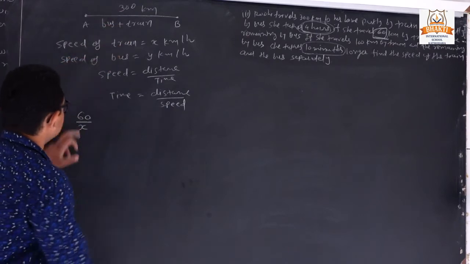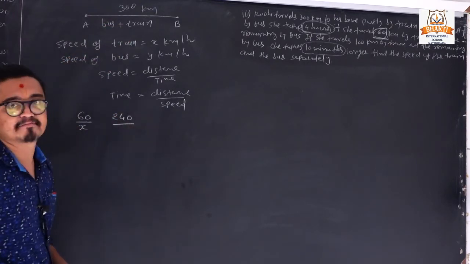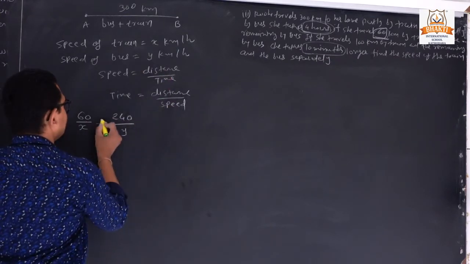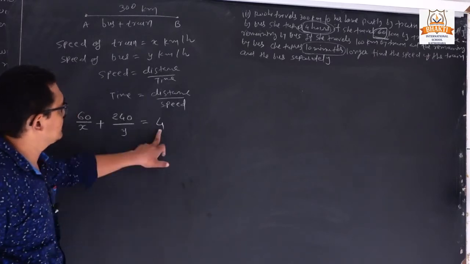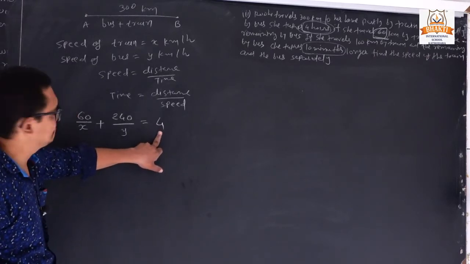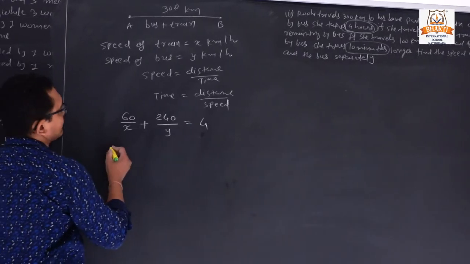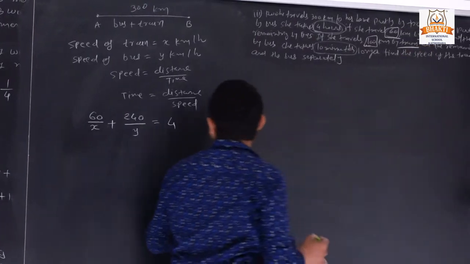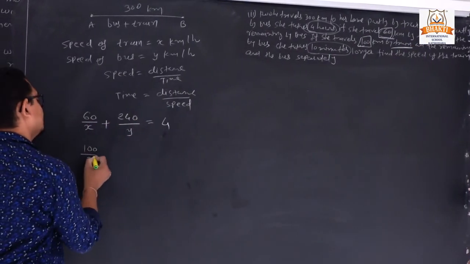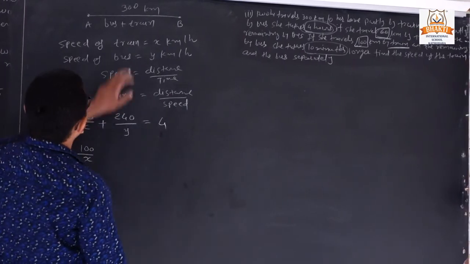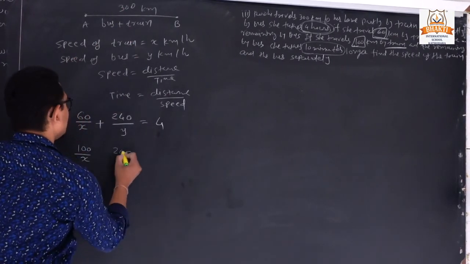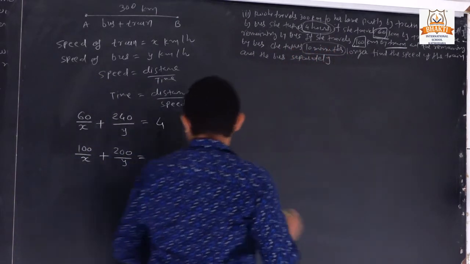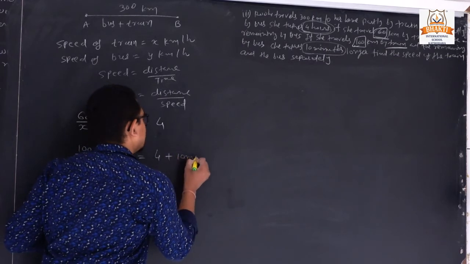So 300 minus 60, so the remaining we have is 240 and it is traveled by bus. So distance is 240 and speed of bus is y. So she takes how many hours? Time is equal to 4 hours. Second equation, if she travels 100 km by train, so 100 upon x, so 300 minus 100, so the remaining 200 upon y is equal to, she takes 10 minutes more. It means what? 4 hours plus 10 minutes.